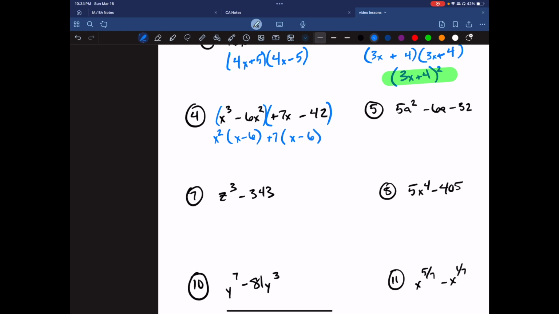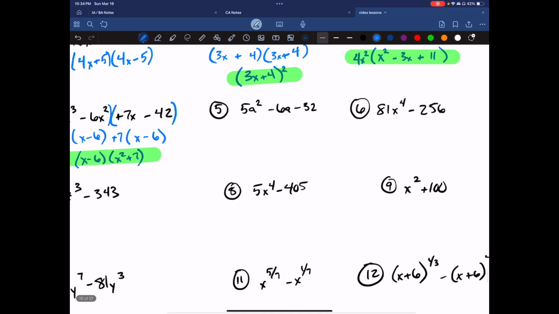Now both terms have an x minus 6. Let's pull that out: x minus 6 times x squared plus 7. And there's that. That's factoring by grouping.